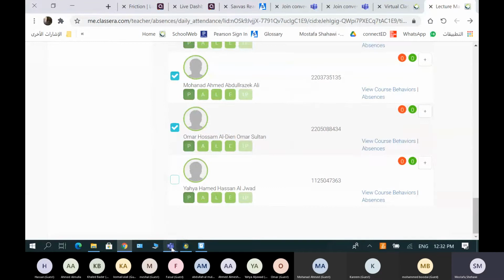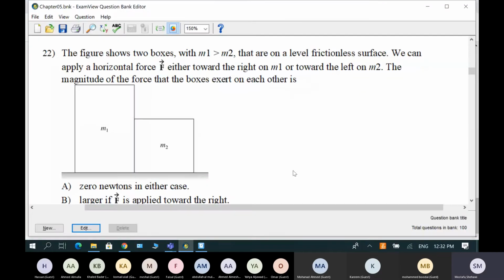Omar, yes, 22. Go ahead, Omar. The figure shows two boxes with M1 greater than M2 that are on a level frictionless surface. We can apply a horizontal force F either toward the right on M1 or toward the left on M2. The magnitude of the force that the boxes exert on each other is.